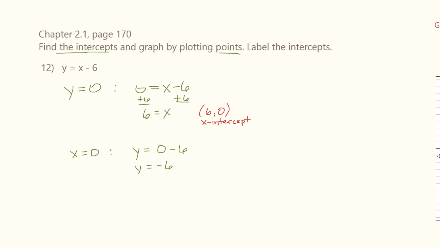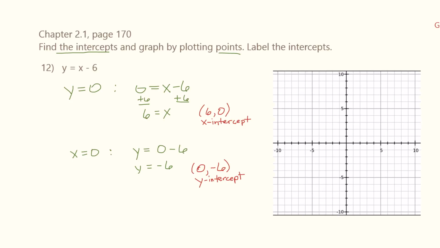And we found another point, 0, negative 6, which is our y-intercept. And we will see on the graph when we plot these that our x-intercept will lie on our x-axis, this is our x-axis, and our y-intercept will lie on our y-axis.